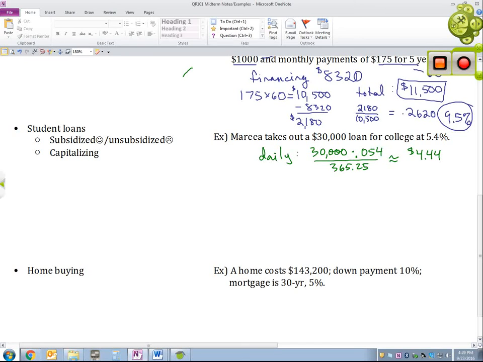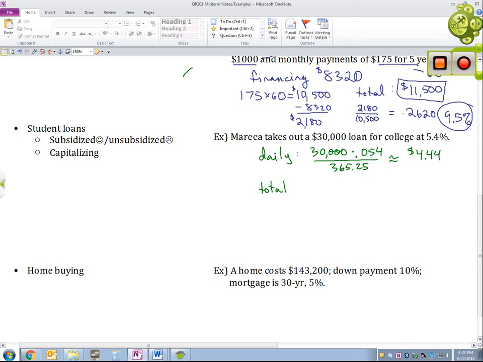To find the amount at the end of her 4 years plus those additional 3 months, okay, we could either take the 4.44 and multiply it times 30, because we kind of round and say 30 days per month, and multiply that times 51, which is the total number of months. That comes out to be $6,793.20, okay?